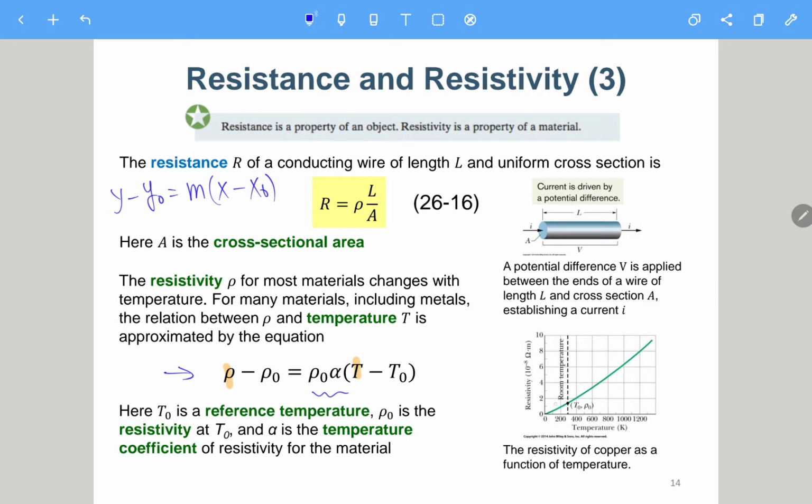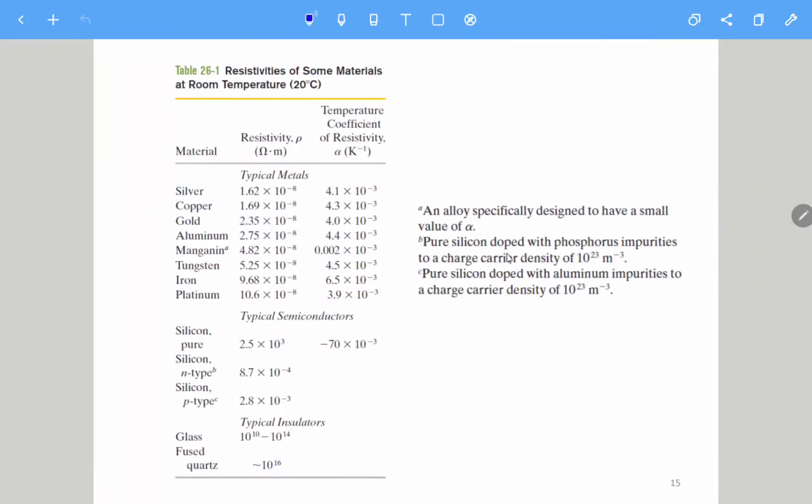But actually some interesting phenomenon will occur here, which is about the superconductor. We may mention it later. Okay, so this is just a minor point. We just go to this part.